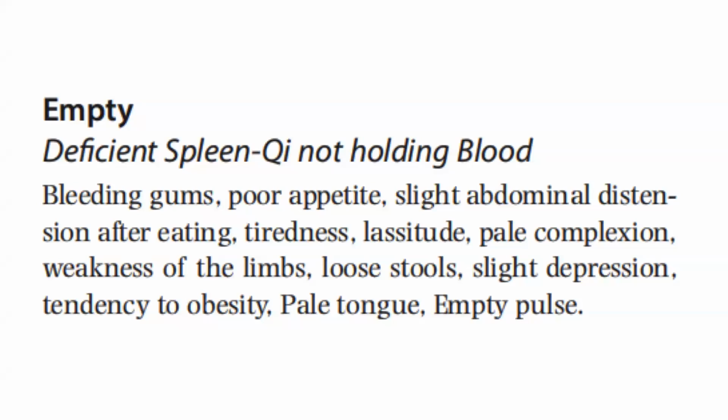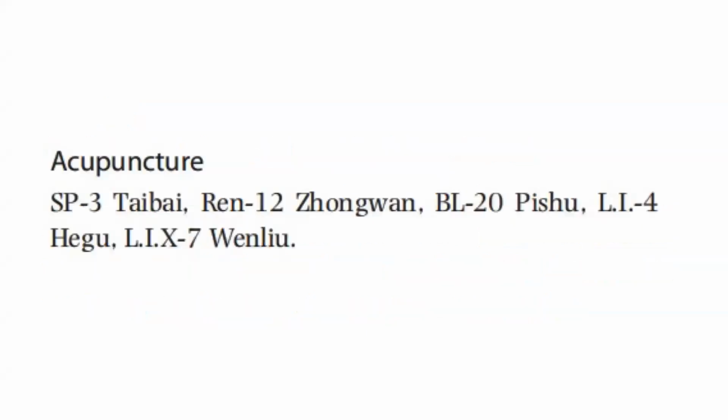For deficient spleen Qi not holding blood: bleeding gums, poor appetite, slight abdominal distension after eating, tiredness, lassitude, pale complexion, weakness of the limbs, loose stools, slight depression, tendency to obesity. The tongue is pale, and the pulse is empty. You can use the acupuncture points for this: spleen 3, Ren 3, bladder 20, large intestine 4, large intestine 7.